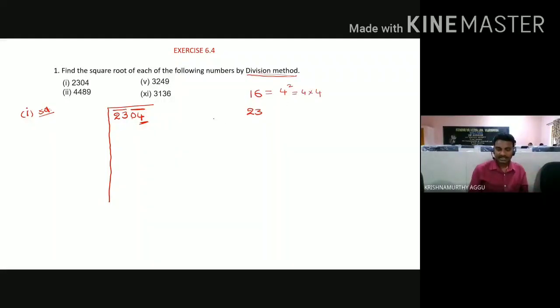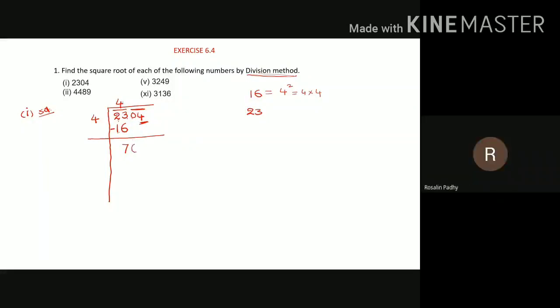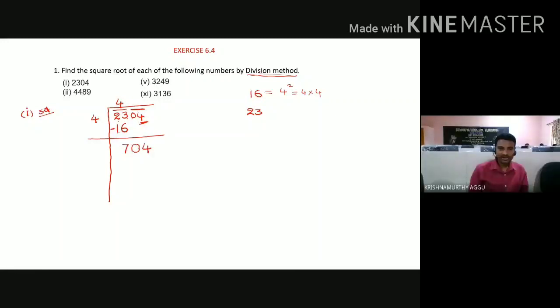Clear? Yes, sir. So what we will do? 4 times 4 is 16. Like our regular division method, you have to subtract 23 minus 16. What is 23 minus 16? 7. After writing this remainder, you have the next bar digits. What are the digits below the next bar? 0, 4. You have to take them down.